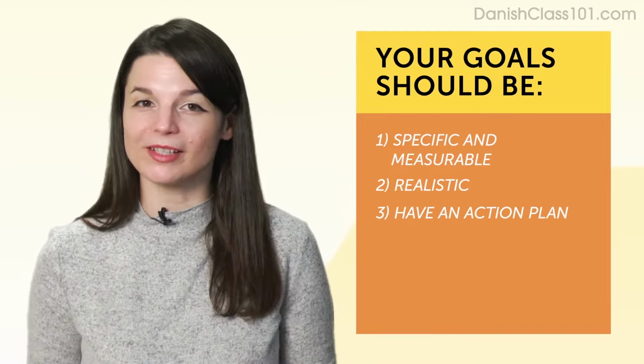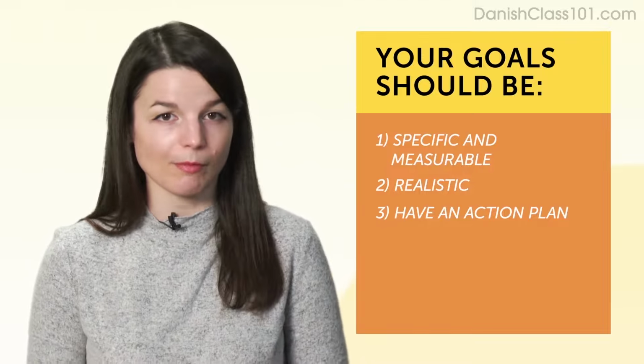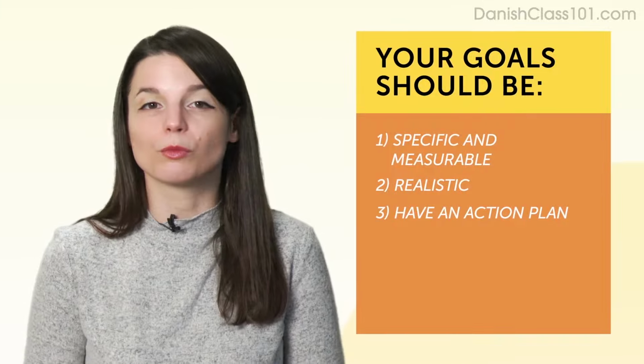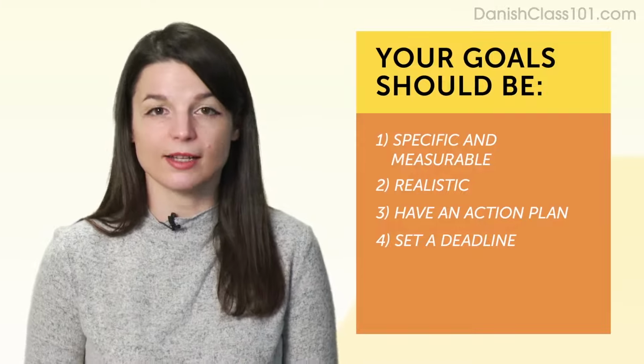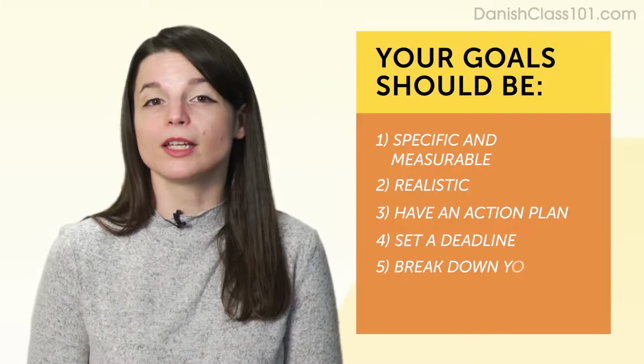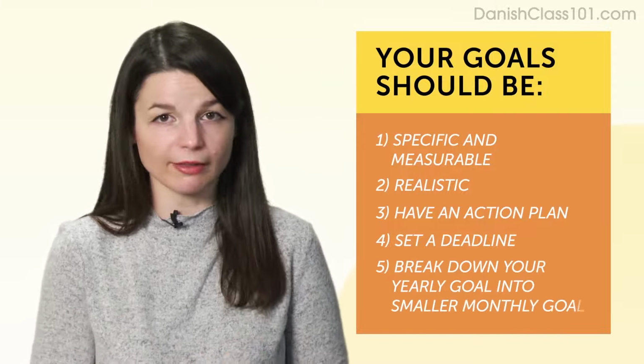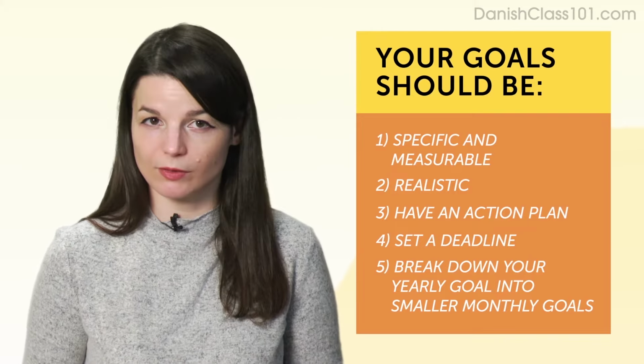So the complete opposite of the mistakes most learners usually make. And there are 2 more rules. 4, you need to set a deadline. And 5, break down your yearly goal into smaller monthly goals. So how would this work?